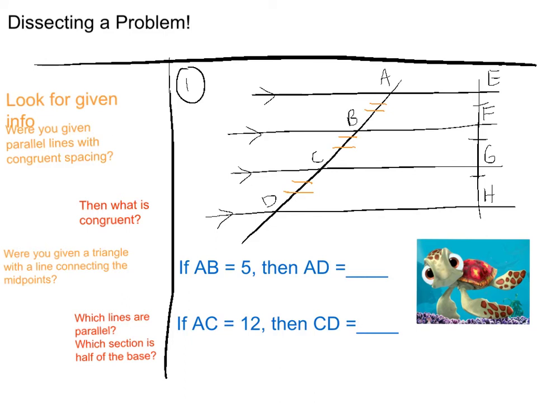Okay, with this given information, if AC is 12, they're talking about this distance right here. If that whole distance is 12, then that means one smaller section is just 6, meaning this section is 6 also. So from C to D, that's 2 segments together. That would also be 12.